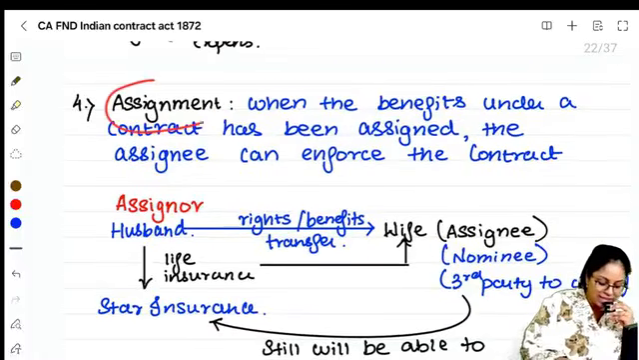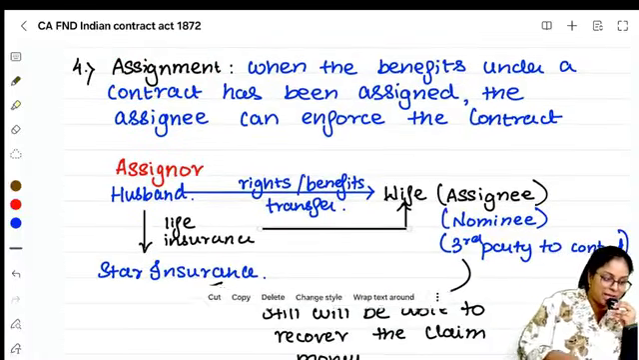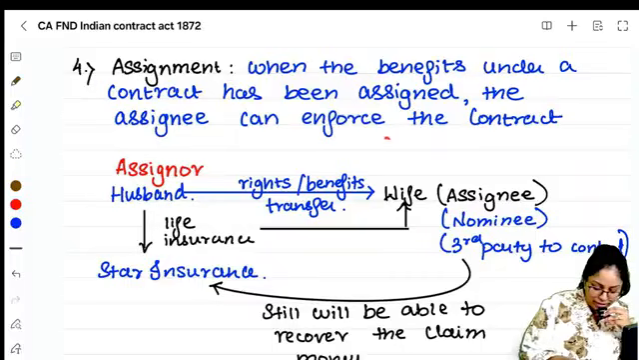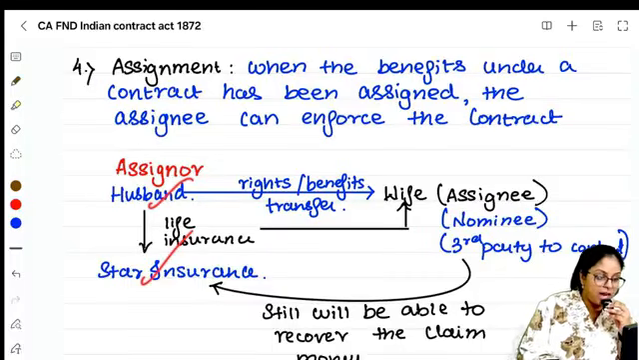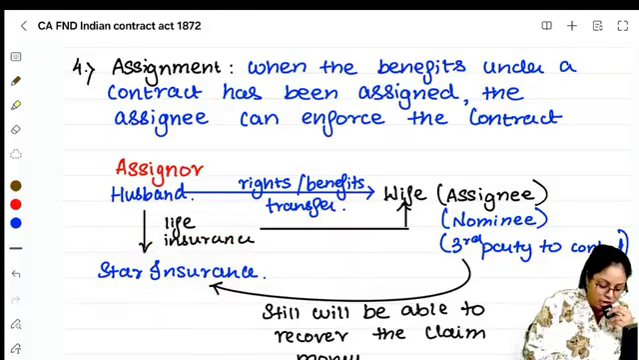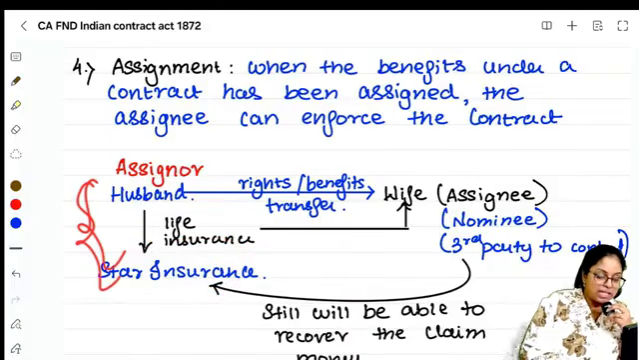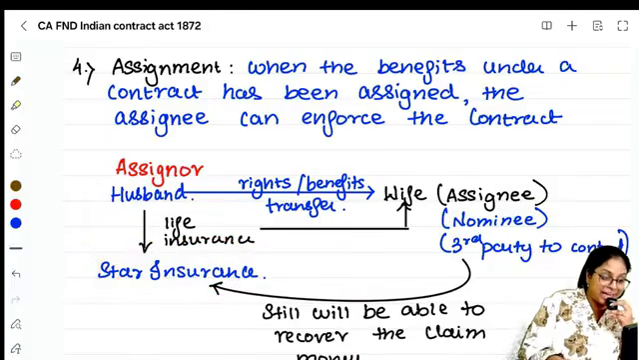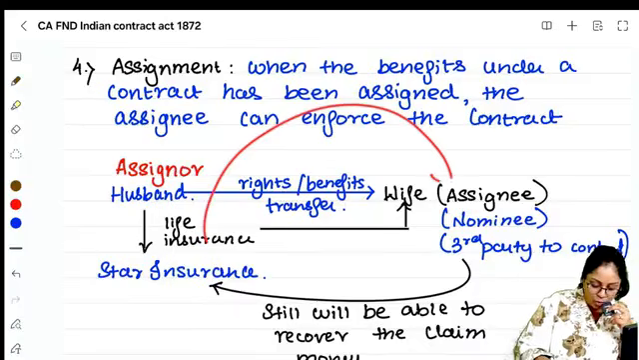Next is the case of assignment. Assignment also I gave you an example. Insurance company. Remember, let's say the husband takes a life insurance from this company, Star Insurance. The contract is between the husband and the insurance company. The husband dies. Who will get the amount? The wife.